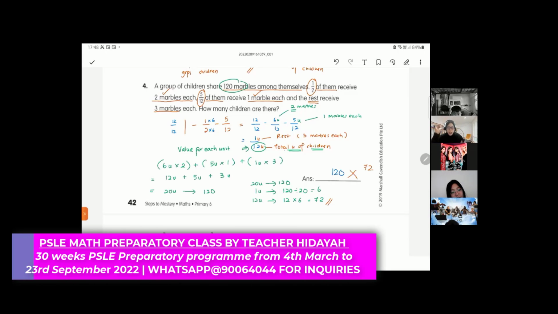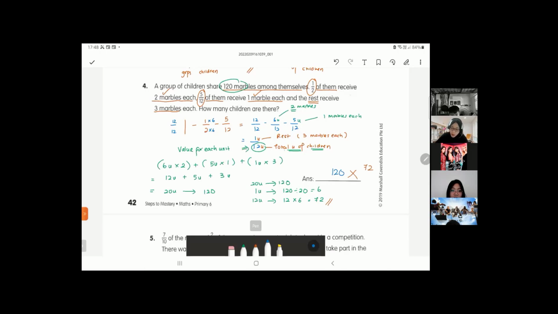Another way to do this method, can I just share one more method before you start copying? Another way to do this is the total value, number times value concept. The total value is my 120 marbles. The number is the number of units each. I have my 6 units, my 5 units, my 1 unit. The value is the number of marbles, which means the 6 units receive 2 marbles each, the 5 units receive 1 marble each, and the 1 unit receives 3 marbles each.